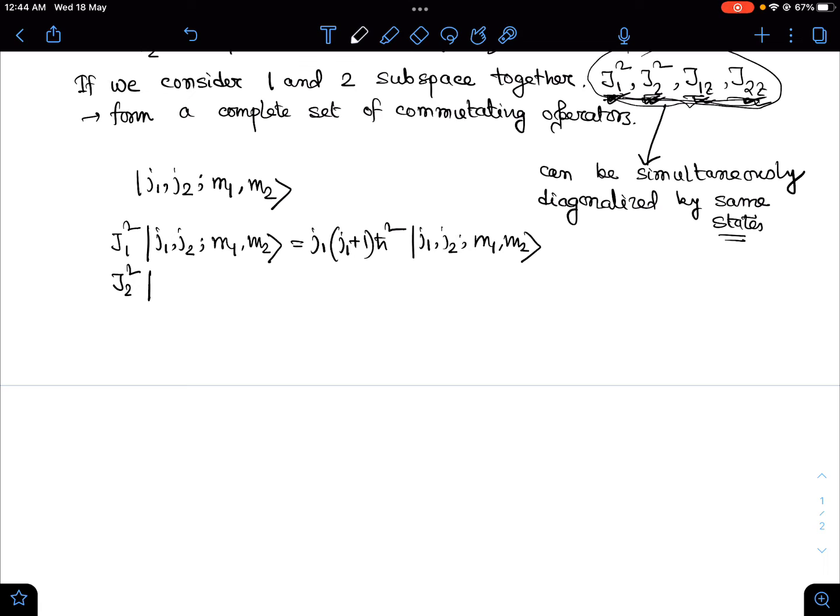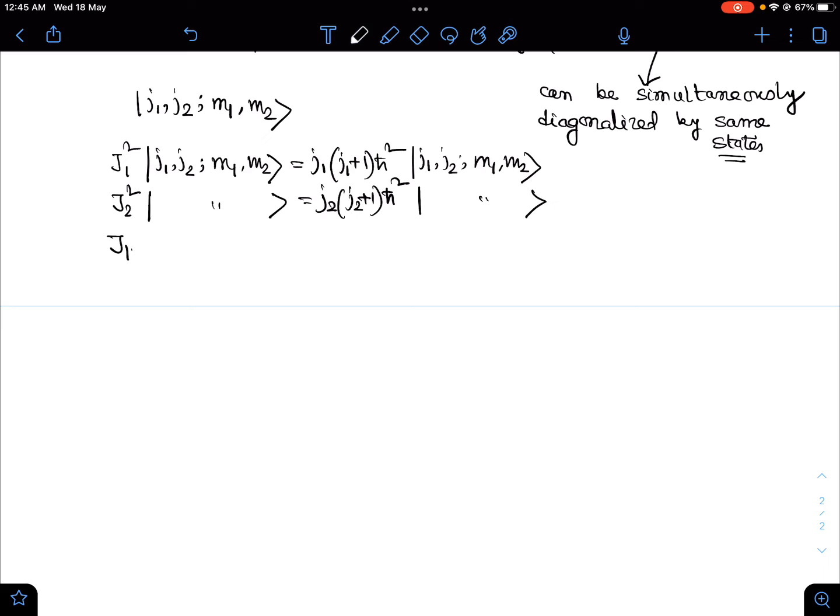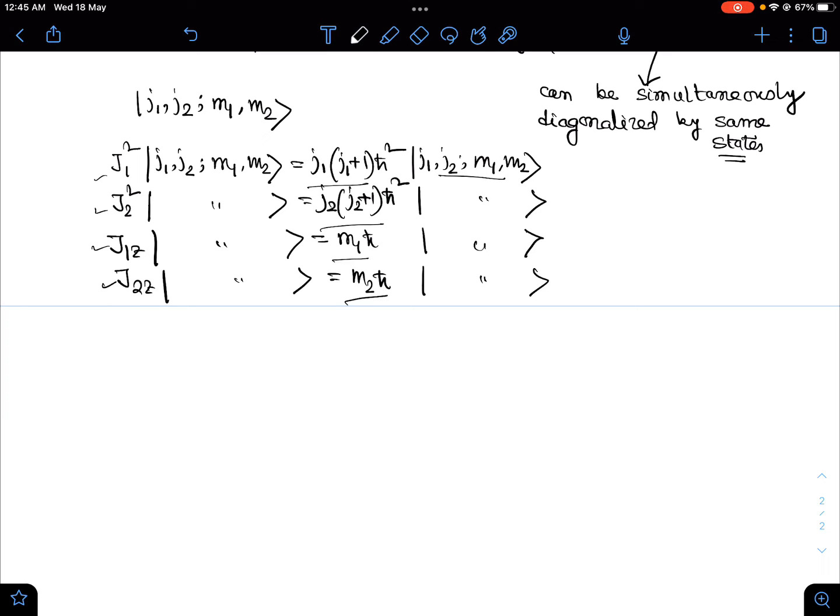And for J2 squared, it will be the same state, with eigenvalue J2(J2+1) ħ squared. If we apply J1z on this state, we will get M1 ħ times the same state, and if we operate J2z on this state, we will get M2 ħ times this state. So that means this state is an eigenstate of all these four operators with the corresponding eigenvalues.